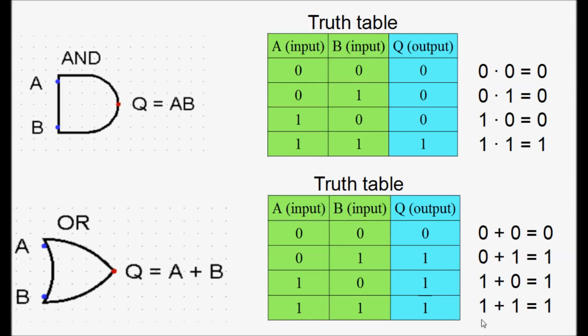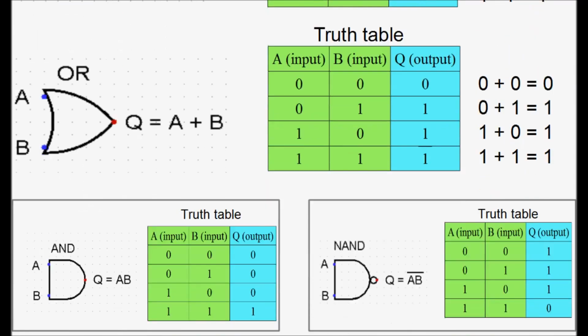But a little bit confusing could be the last case when we add 1 plus 1. But actually the only thing we have to remember is that in digital electronics, in Boolean algebra, we have only zeros and ones, so the highest value that we can get is 1. So in this case, 1 plus 1 will be 1.